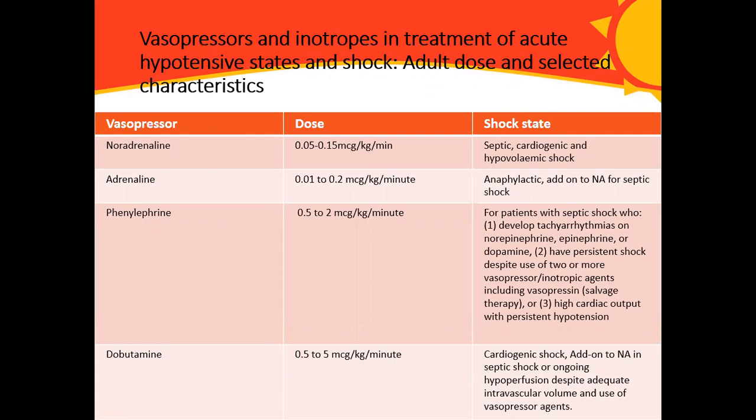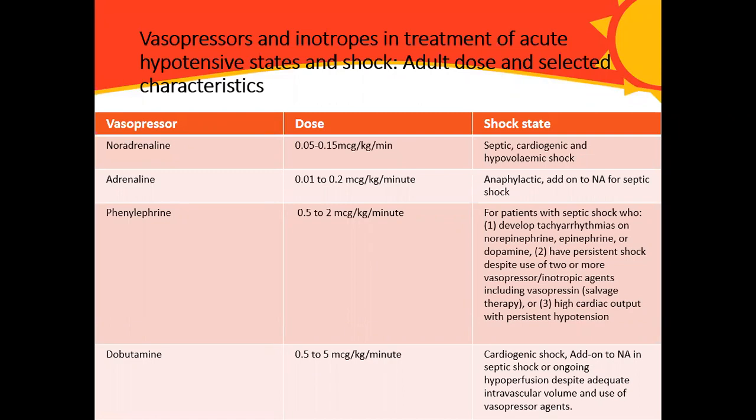Vasopressors and inotropes are used in hypotensive states in shock. I selected this table to show you the common adult doses and selected characteristics. Noradrenaline, for instance, is given at a dose of 0.05 to 0.15 microgram per kg per minute, and is indicated in septic, cardiogenic, and hypovolemic shock. Adrenaline is usually given at 0.01 to 0.2 microgram per kg per minute, and is indicated in cases of anaphylactic shock, and in instances where you need dual vasopressor and inotropic support, it can be added to noradrenaline.